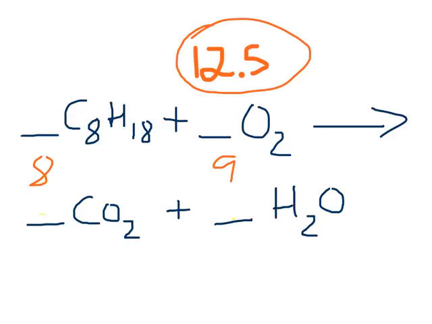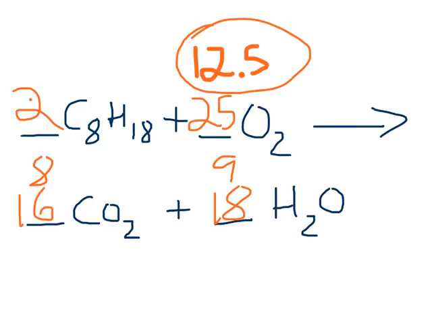We're going to take everything in here. This was a 1. So 1 times 2 is a 2. This is a 12.5, so that's going to become a 25. 8 times 2 is a 16. And 9 times 2 is an 18. So there, 2, 25, 16, 18 is my balanced chemical equation. No worries. All set and done.